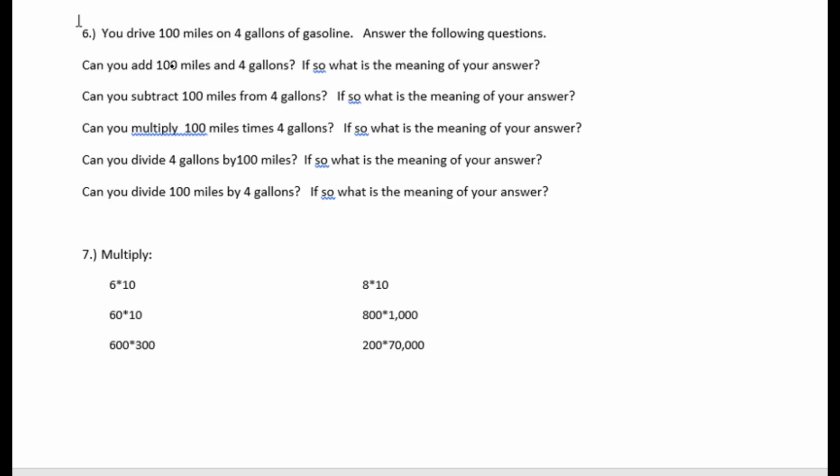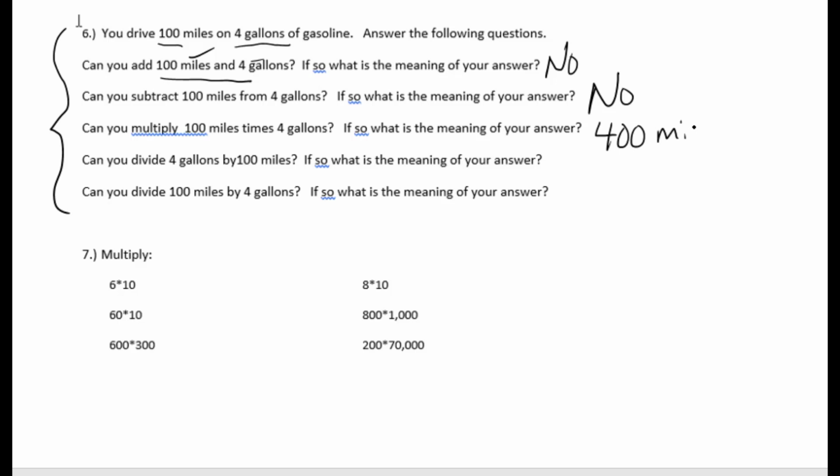So, this is the important idea that you cannot add or subtract terms that are not the same. But you can multiply or divide them. So let's go through here. This is you drive 100 miles on 4 gallons of gas. Can you add 100 miles and 4 gallons? The answer is no. You can't add. Those are completely different. It's like adding dogs and cats. Can you subtract them? No. Can you multiply them? Absolutely. It would be 400 mile times gallons.